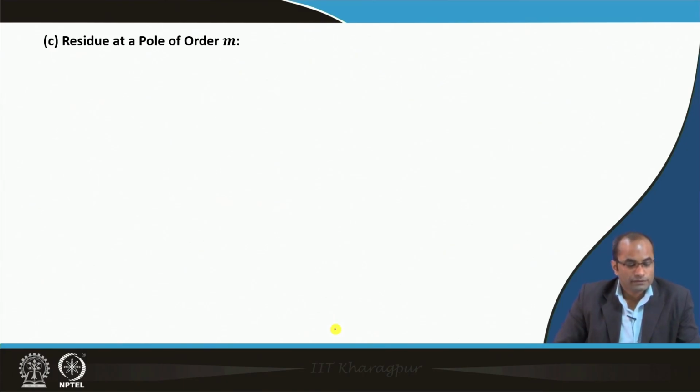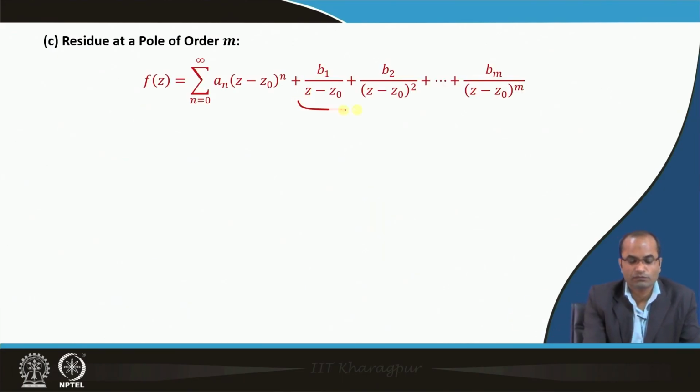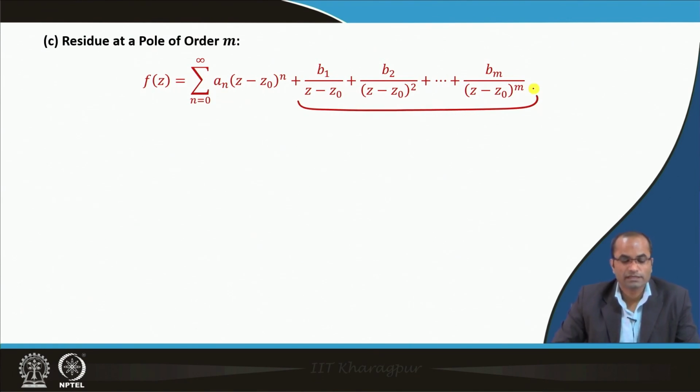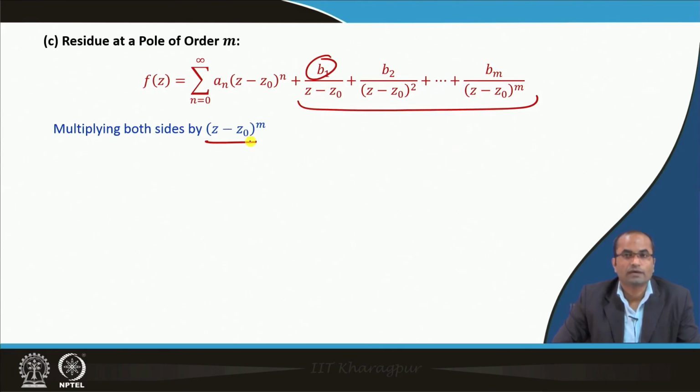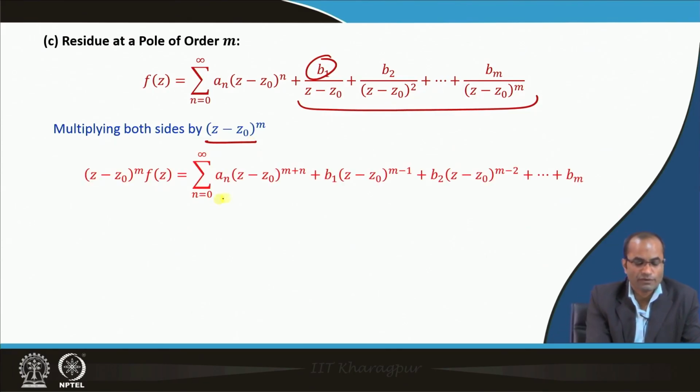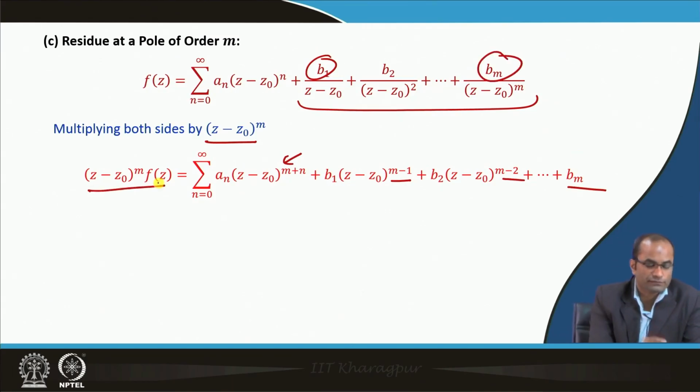Now, if we have a pole of order m, that means there are the first m terms in the Laurent series expansion with B1, B2, B3 up to Bm. In this case, how do we get the residue? How do we get this B1? Again, the limiting approach is going to help us. If we multiply both sides by z minus z naught to the power m, what will happen? The power m will increase here, and then this is going to be m minus 1, m minus 2, and the last one will be just Bm. So, this is the expression we will get.